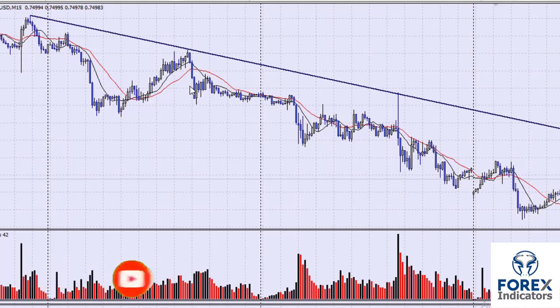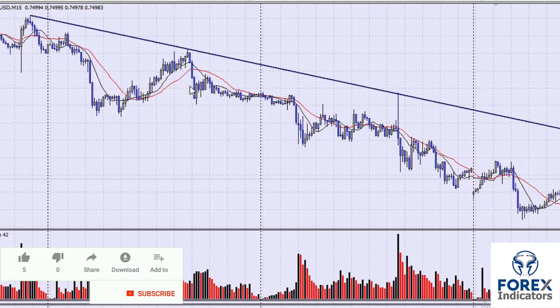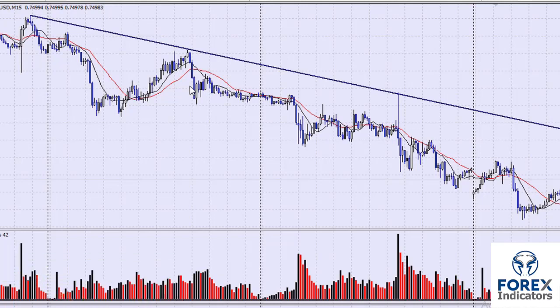Now, because we're in a downtrend, we're only looking for sell signals. We're trading along with the trend. If we were in an uptrend, we would be looking for buy signals. But because we're in a downtrend, we're looking for sell signals.